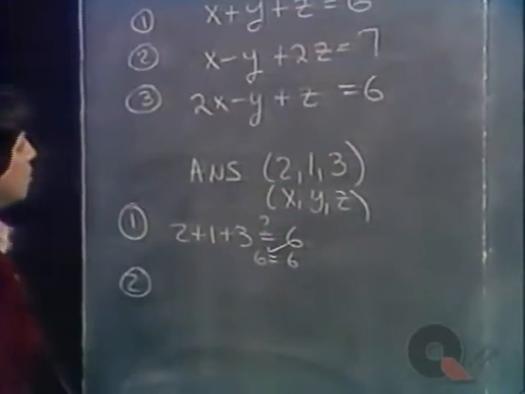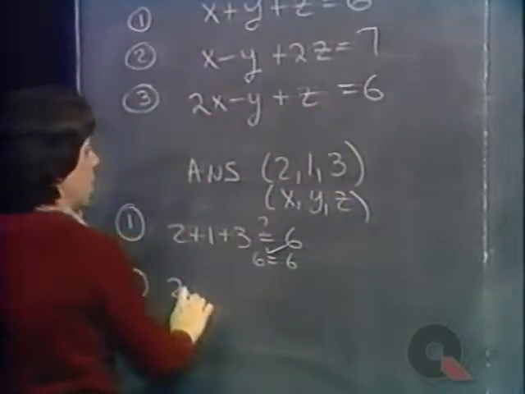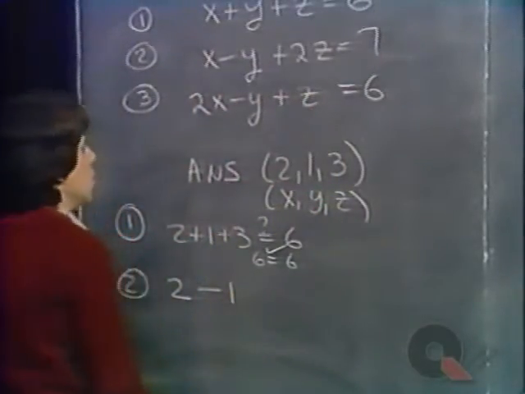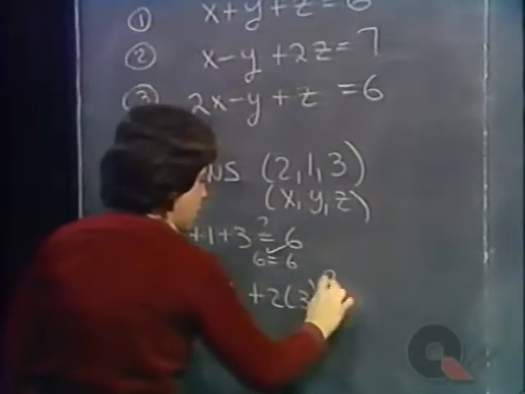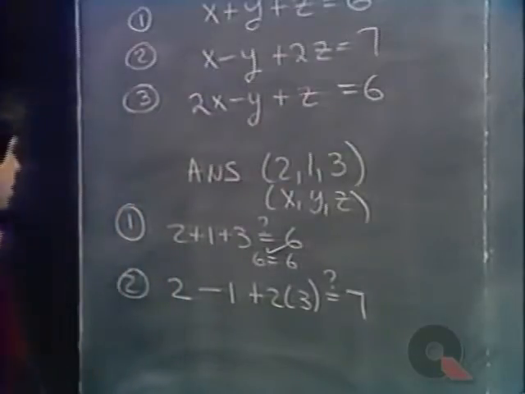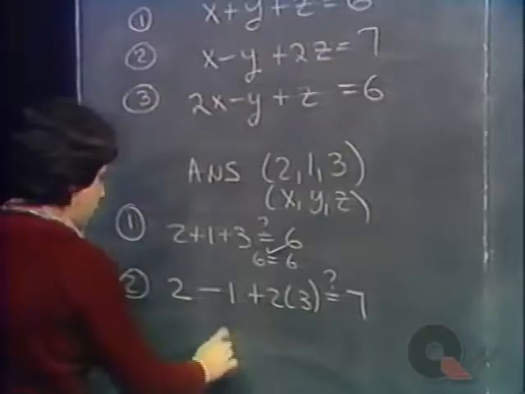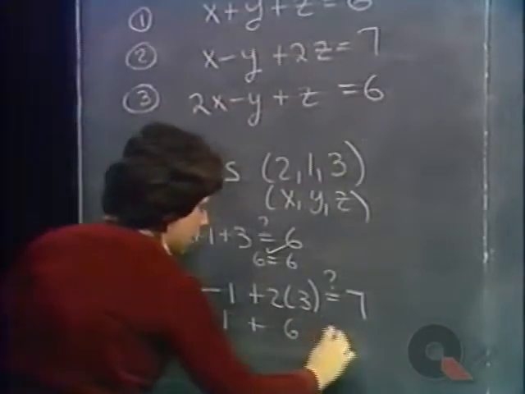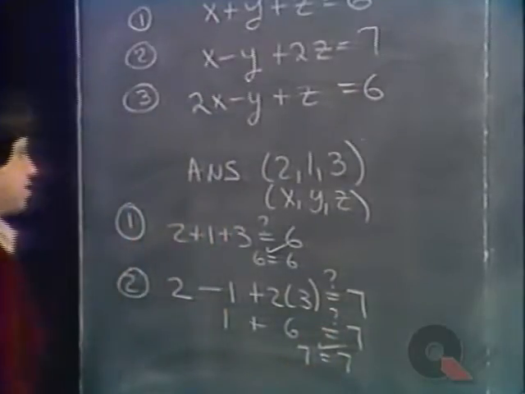Equation number 2. x - y + 2z = 7. x, which is 2, minus y, which is 1, plus 2z, which is 2 times 3, should be equal to 7. 1 + 6 should be equal to 7. And of course, 7 equals 7, and that checks out.